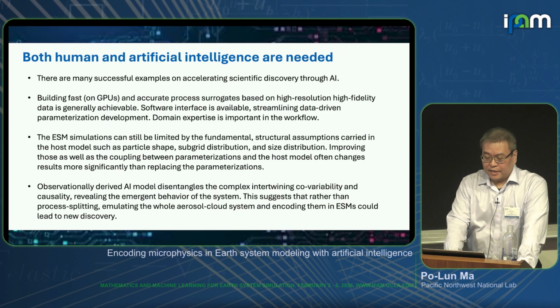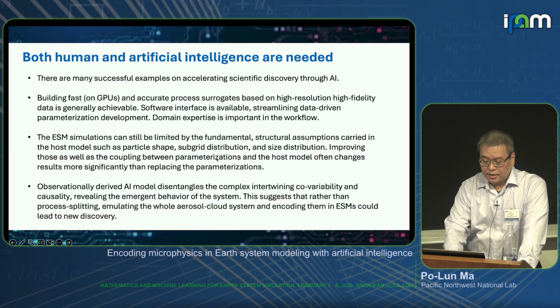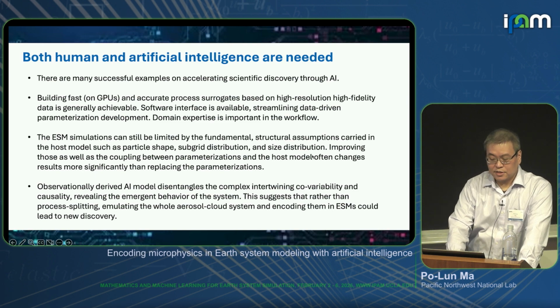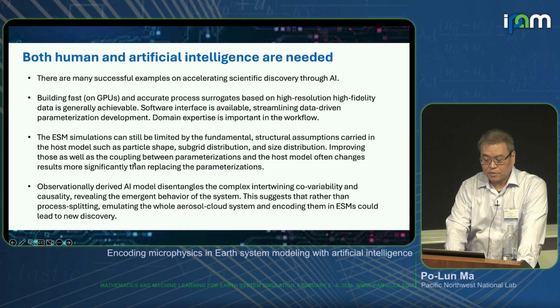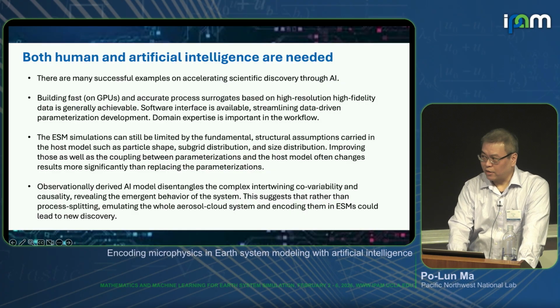So in the end, I want to say that in this era, AI becomes very useful for us, but human intelligence is still needed, and there are many examples. Building fast and accurate process surrogates is now doable, and it's a very straightforward procedure. Earth system model simulations can still be limited by fundamental and structural assumptions carried in the host model, like the particle shape, subgrid distribution, size distribution, and things like that. And improving those couplings sometimes changes the results more significantly than changing the process representation itself. And they can have unexpected improvements someplace else as well.